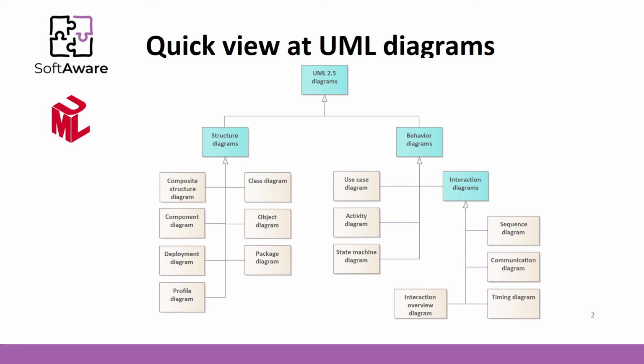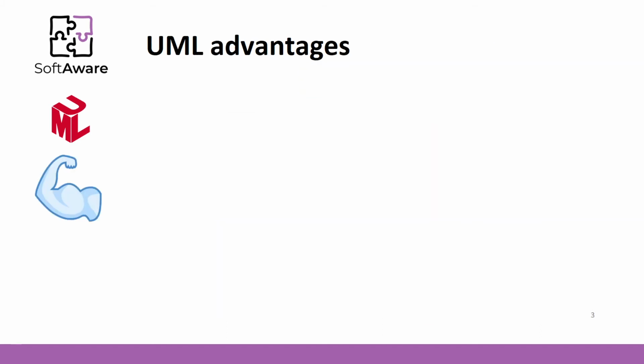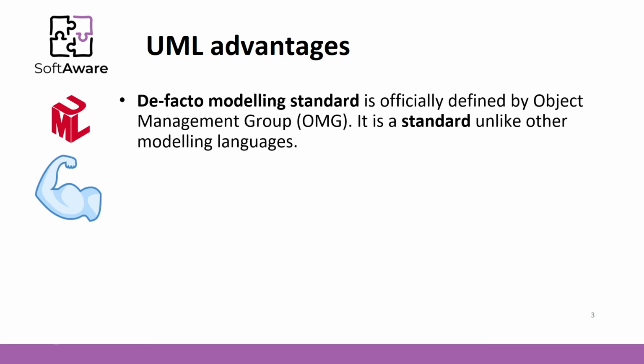What diagrams to use depends on the system itself. There are about 6 diagrams that are frequently used. Let's move on to the advantages of UML diagrams. Firstly, this is a de facto modeling standard, and it is developed by Object Management Group. Why is it good? Well, we can create many other tools without worrying about possible changes in the future. Most likely, it will remain almost the same.